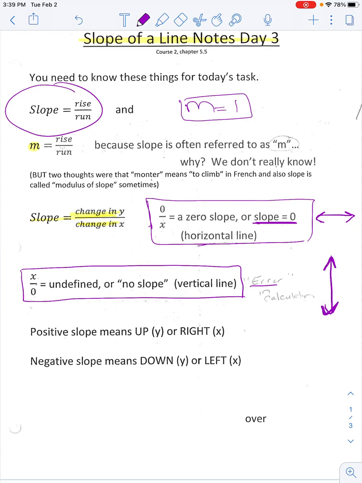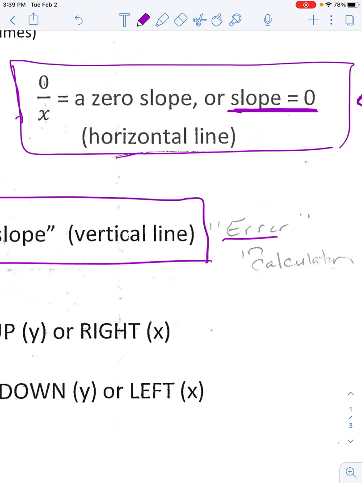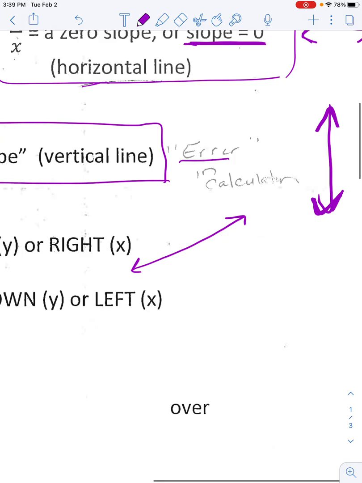A few other things, and we've talked about this already. A positive slope means it's going up and to the right. A negative slope would be going down.